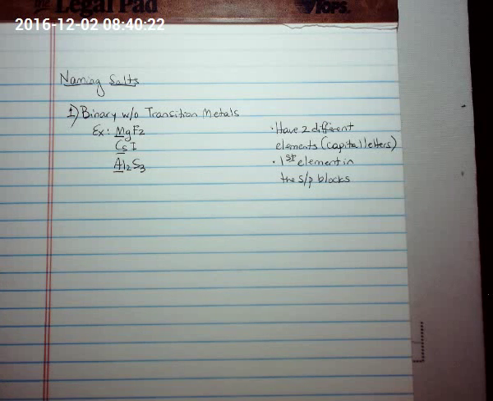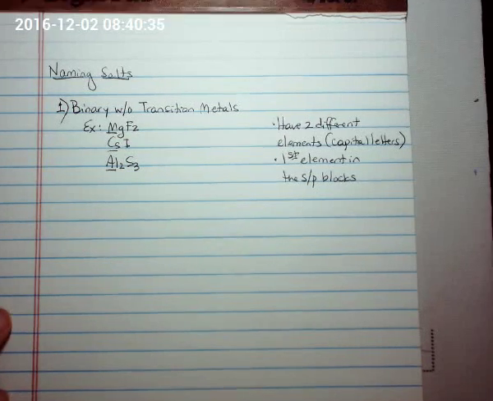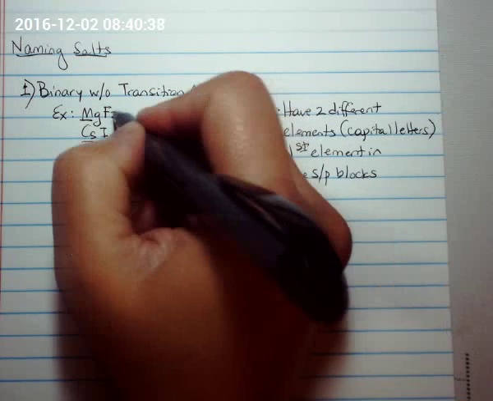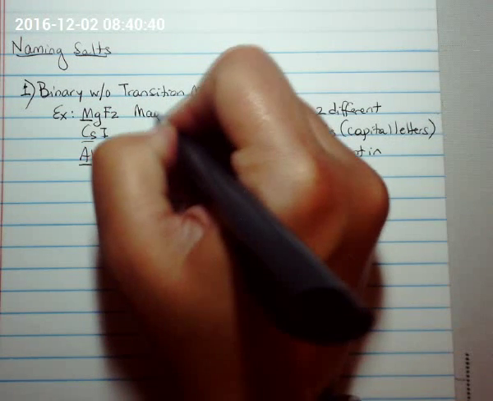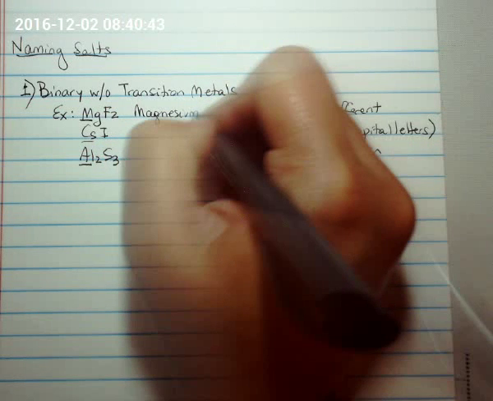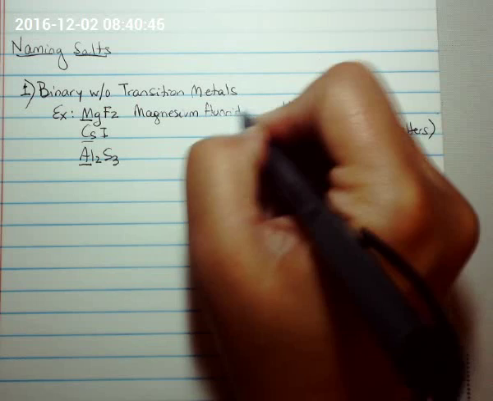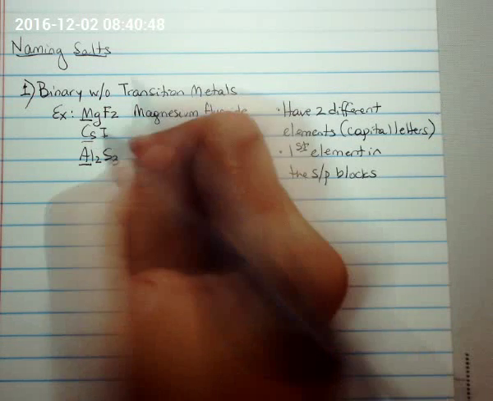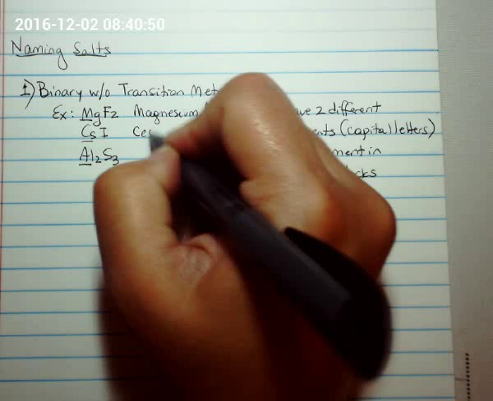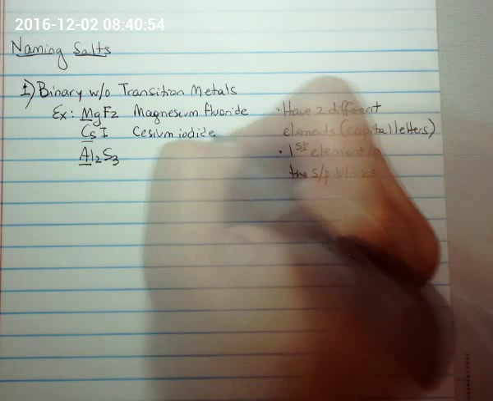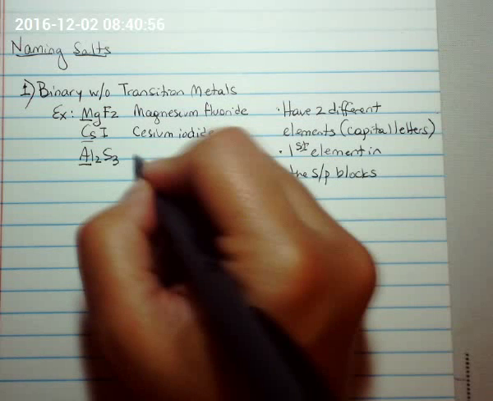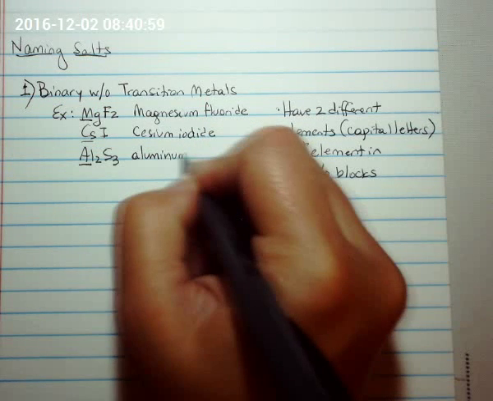And how did I come up with these formulas? Like, why is MgF2, why is there 2 fluorines for every 1 magnesium? I crisscrossed, all right? Let me give you the names of these things and see if you can figure out the pattern, all right? This here, MgF2, is called magnesium fluoride. And this next one is called cesium iodide. And then the last one is called aluminum sulfide.